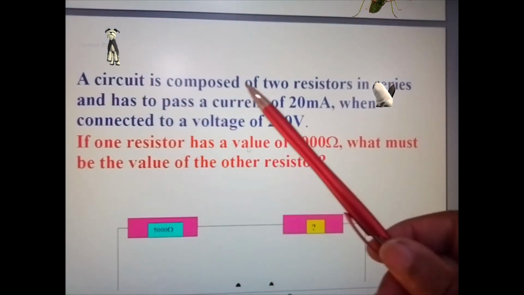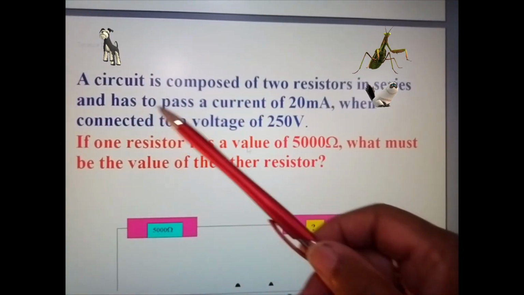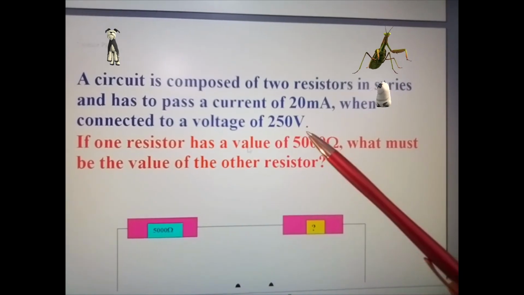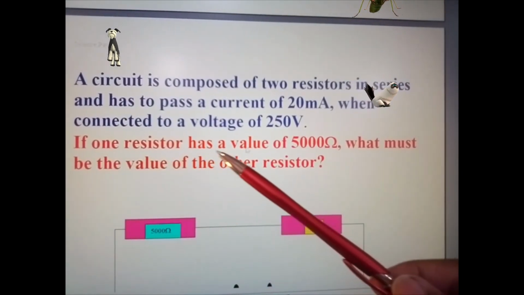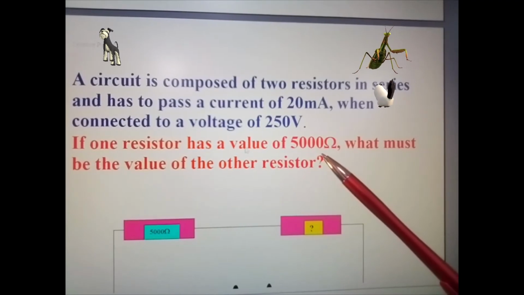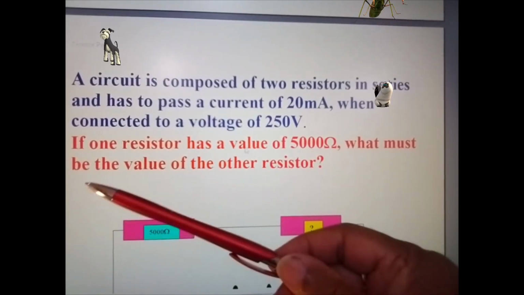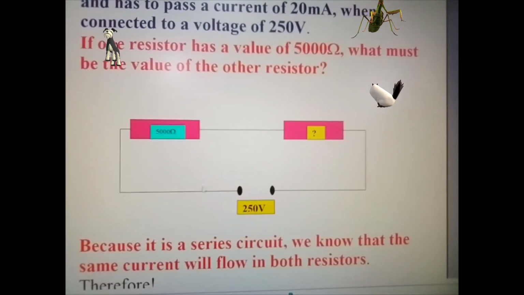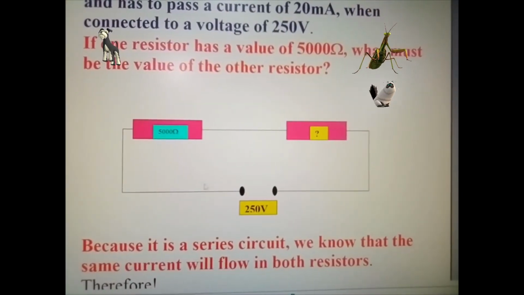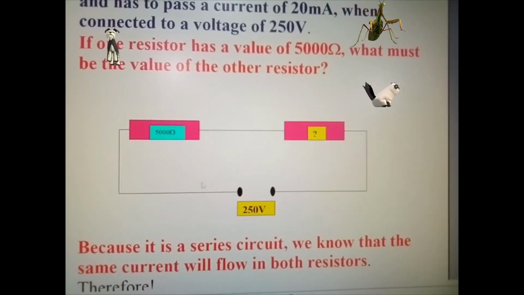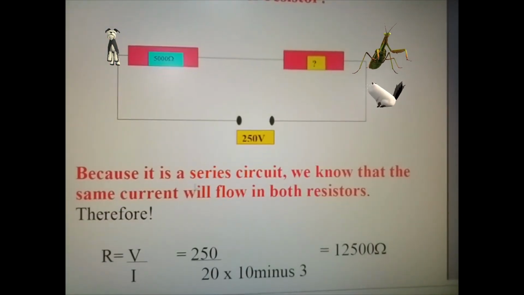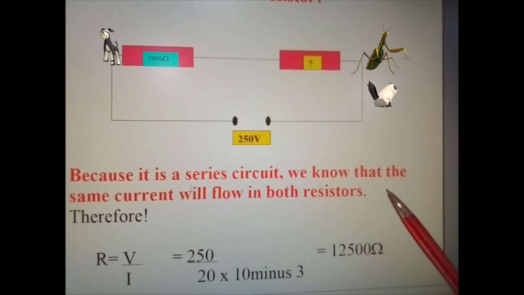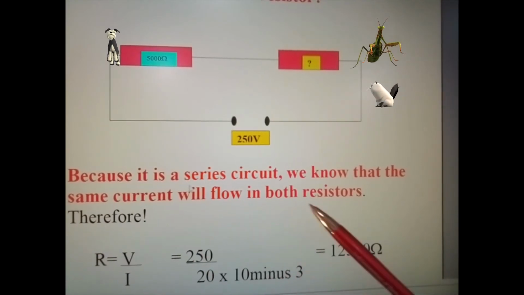A circuit is composed of two resistors in series and has to pass a current of 20 milliamps when connected to a voltage of 250 volts. If one resistor has a value of 5,000 ohms, what must be the value of the other resistor? Now here you've noted I've drawn you a diagram. Again, do the same thing for yourself, okay? Because it is a series circuit, we know that the same current will flow in both resistors.